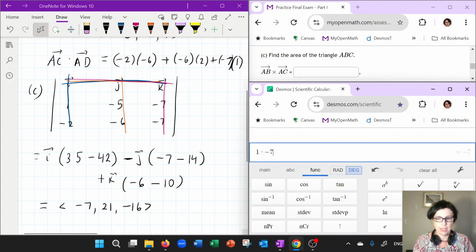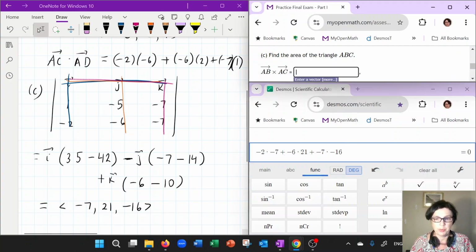So 1 times -7 plus -5 times 21 plus -7 times -16. That should be 0. Okay, if that's 0, that means that's good, but then you also have to check the second vector, which is -2, and so I'm just finding the dot product and I am hoping that that's 0. That is 0. So that means that I got the cross product correctly. I don't even have to worry about checking it because I know this is right.